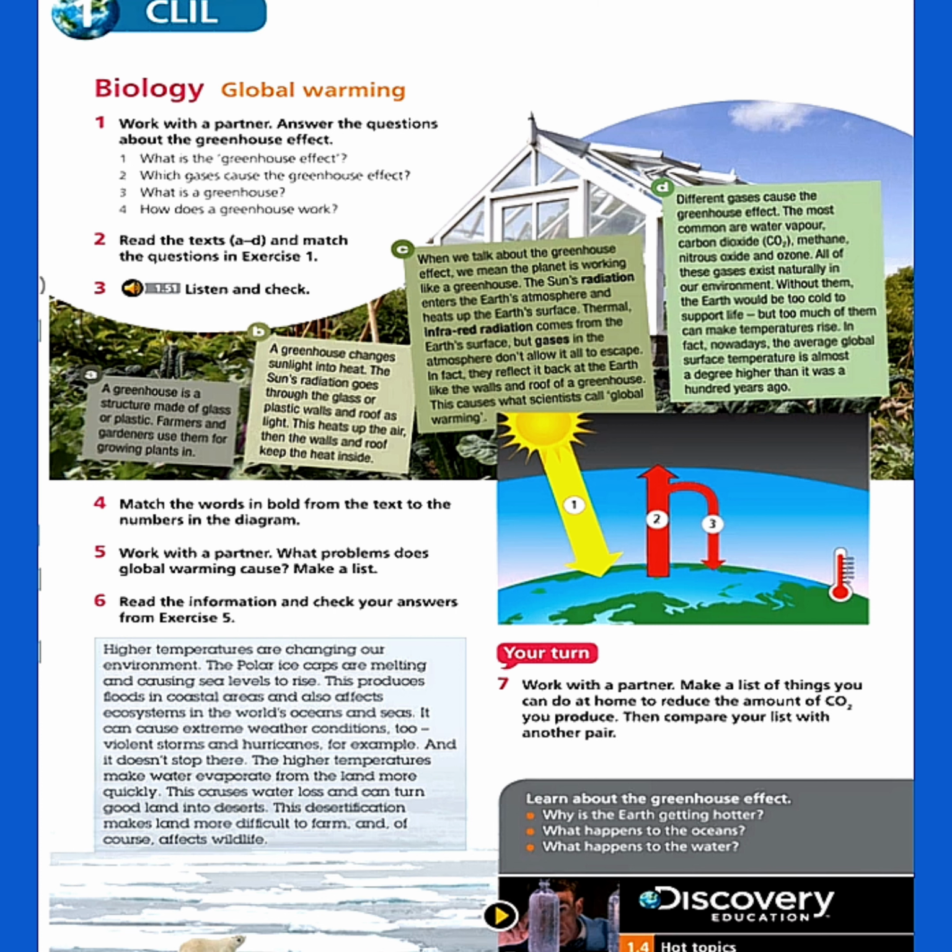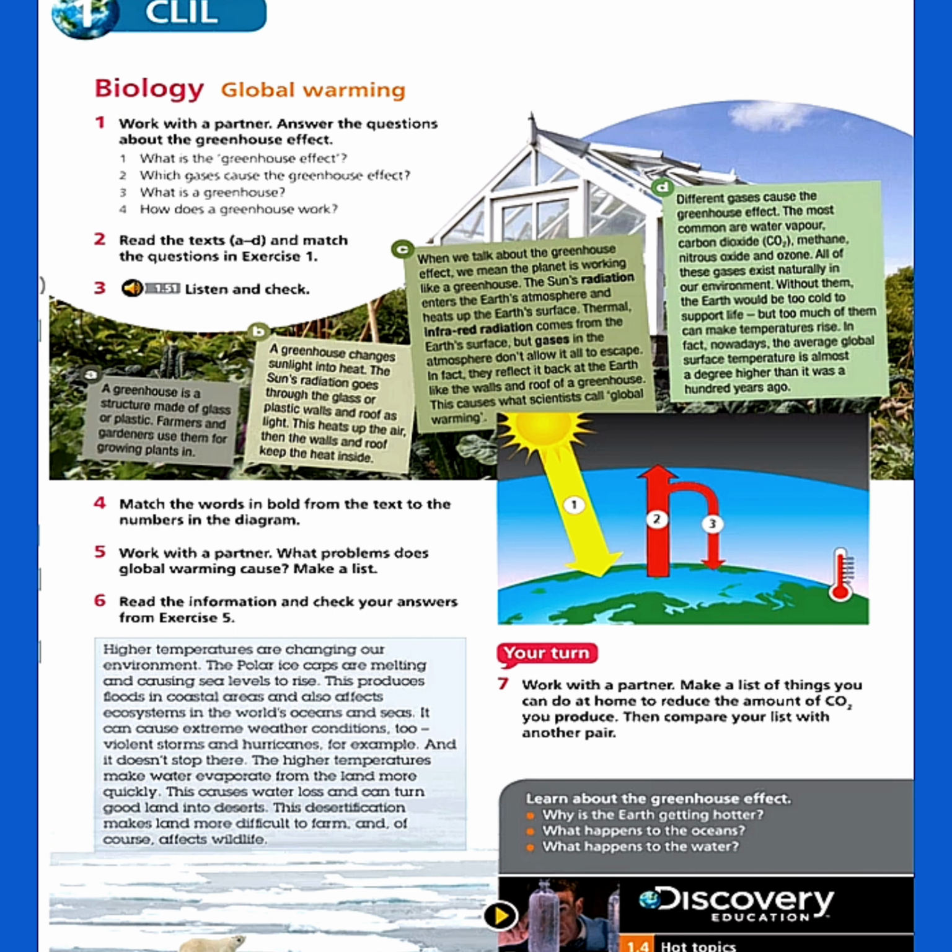Global warming. What is a greenhouse? A greenhouse is a structure made of glass or plastic. Farmers and gardeners use them for growing plants in. How does a greenhouse work? A greenhouse changes sunlight into heat. The sun's radiation goes through the glass or plastic walls and roof as light. This heats up the air. Then the walls and roof keep the heat inside.